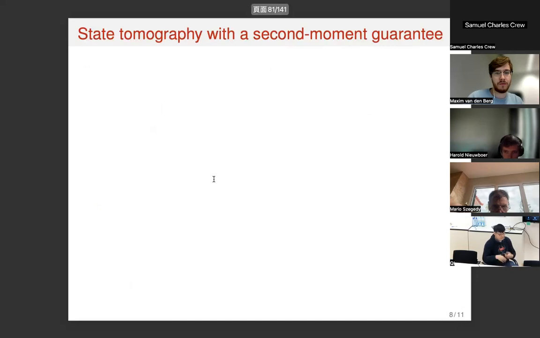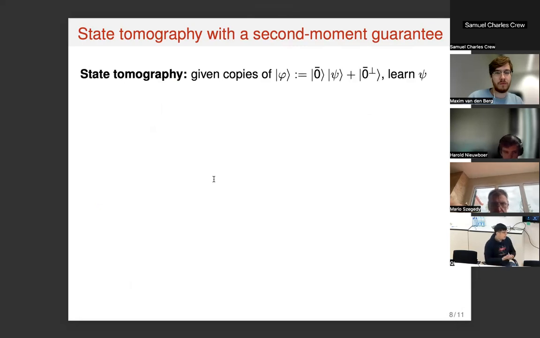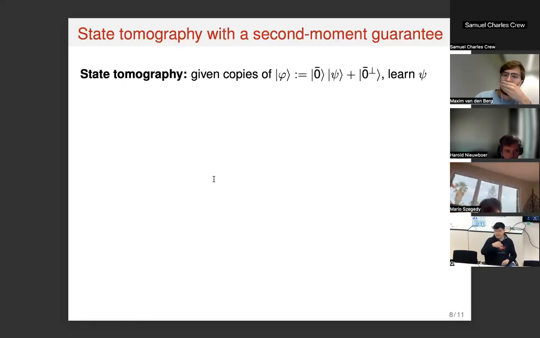Now the second method I want to introduce is state tomography with a second moment guarantee. This problem looks like this. Suppose we have copies of a quantum state, say |phi>, which is |0>|psi> plus |0 perp>. Here |psi> is a non-normalized state, so it might have an L2 norm less than or equal to one. Our goal is to learn the classical description of psi with small L1 norm error, L2 norm error, and small covariance error.